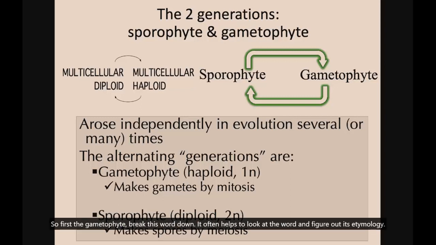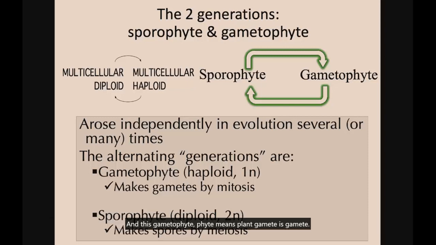So first, the gametophyte. Break this word down. It often helps to look at the word and figure out its etymology. Phyte means plant, gamete is gamete, so this is a plant that makes a gamete. So that's easy, right? A gametophyte makes gametes. So the gametophyte is what's going to make the sperm or the egg. The gametophyte is haploid. So you know it makes sperm and egg by what kind of cell division? What is it? No, it's haploid.